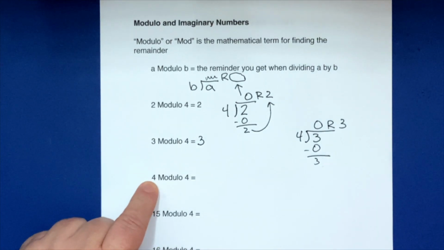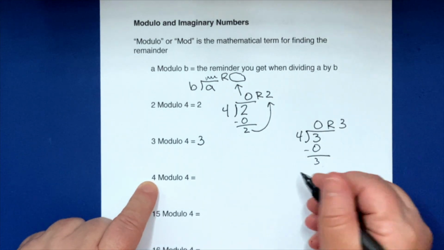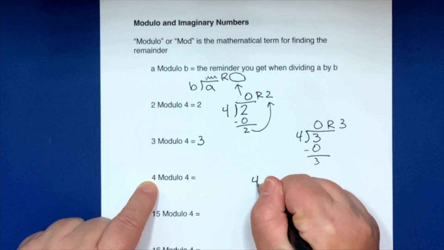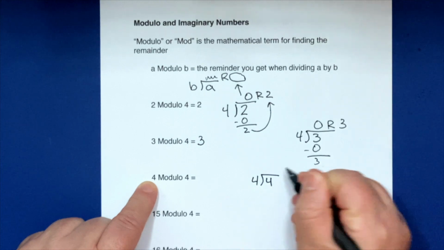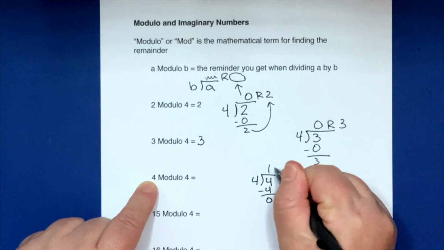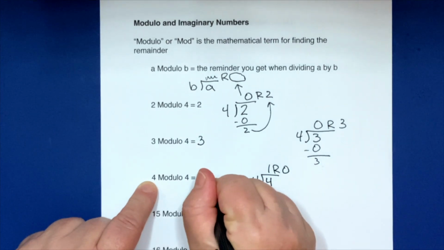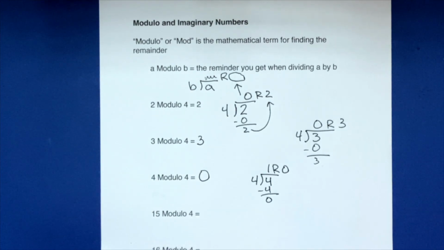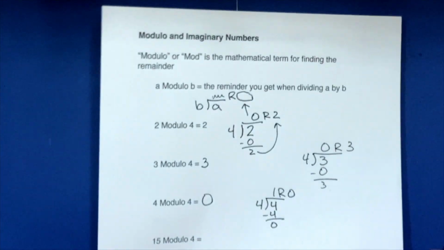Now, things get interesting when we talk about 4 modulo 4 or 4 mod 4. Then we've got, where should I write it? I'll do it right here. 4 into 4 goes once, right? And there is 0 remainder. So 4 mod 4 is 0. There's no remainder. It goes in completely. And that's it. Okay, so now let's talk about some more interesting ones.